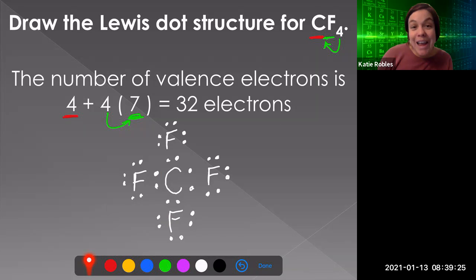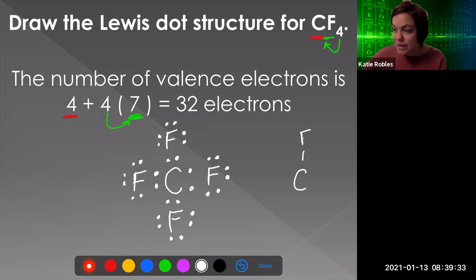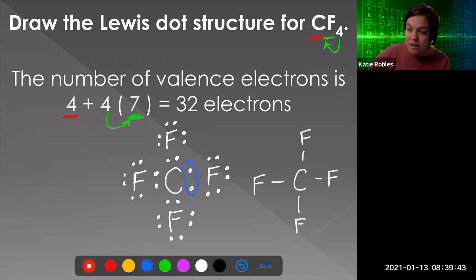Now you can see why I hate Lewis dot diagrams, because they're all dotty and messy looking. I much prefer something that looks like this. This is how we turn a Lewis dot diagram into a structural formula. Each one of these pairs is represented by a line. And as far as lone pairs, you don't need to show them anywhere but the central atom. You can if you want, but you don't have to show them there. So you can see it's a lot less you have to draw.